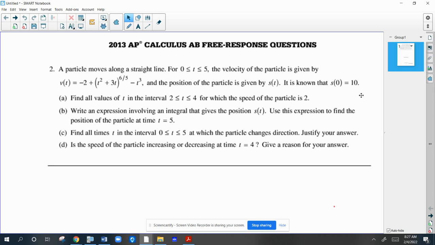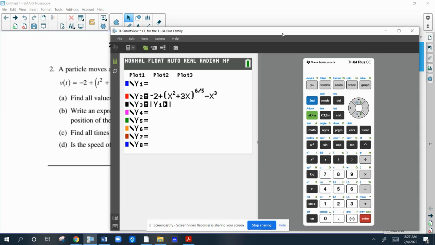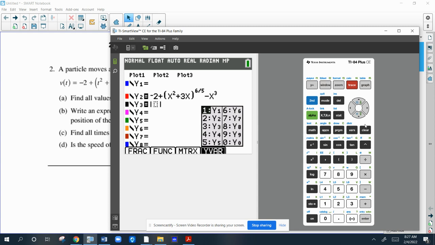So for A, the speed is the absolute value of the velocity. And this is a calculator question, so I've already set that up. I typed the velocity in y2. The speed is in y3 because I put the absolute value of, oops, this is wrong, not y1. I want y2. So let me delete y1, alpha calc, y2.